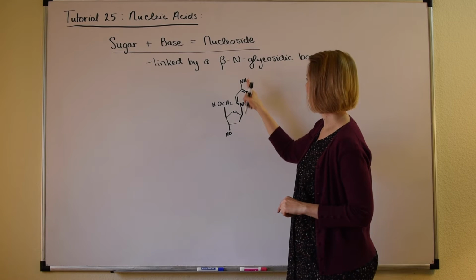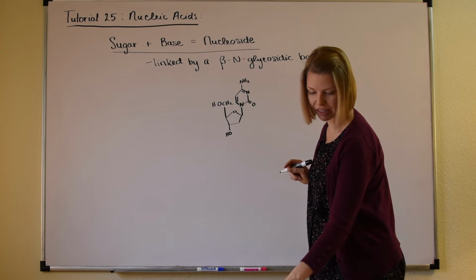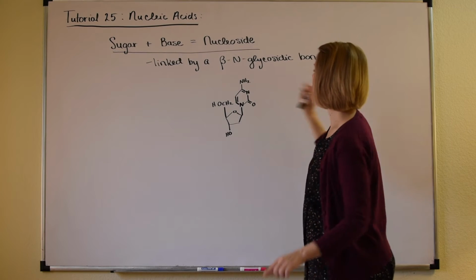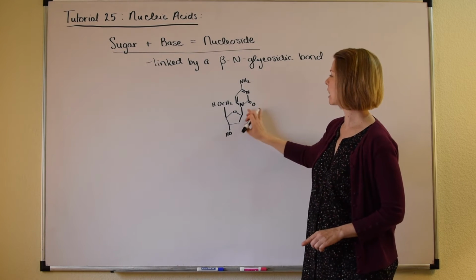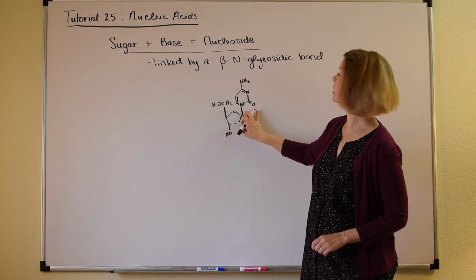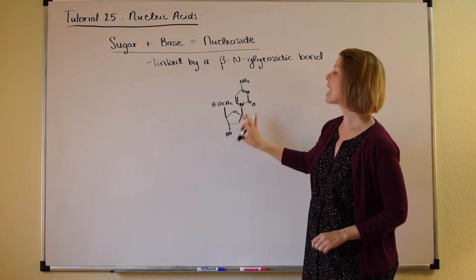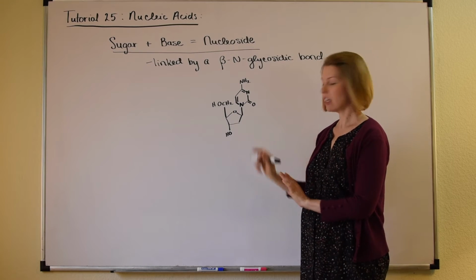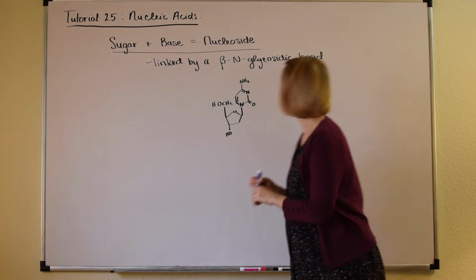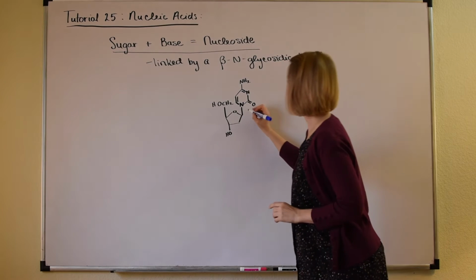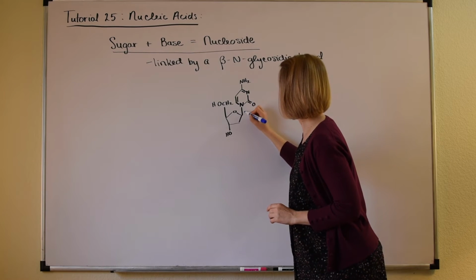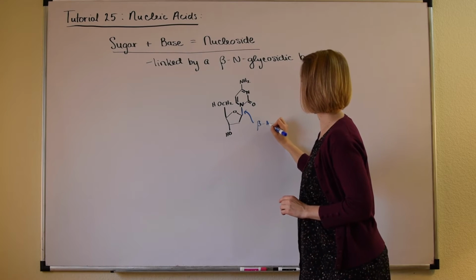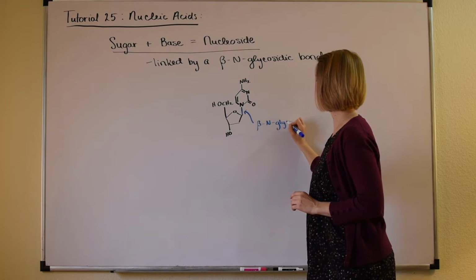All right, so let me just check that structure real quick based on what I have on slide 3. I wouldn't want to make a mistake there. Okay, so I've got the base cytosine linked by a beta-N glycosidic bond to the sugar deoxyribose. So this is a nucleoside. So let's highlight this bond here. This is our beta-N glycosidic bond.